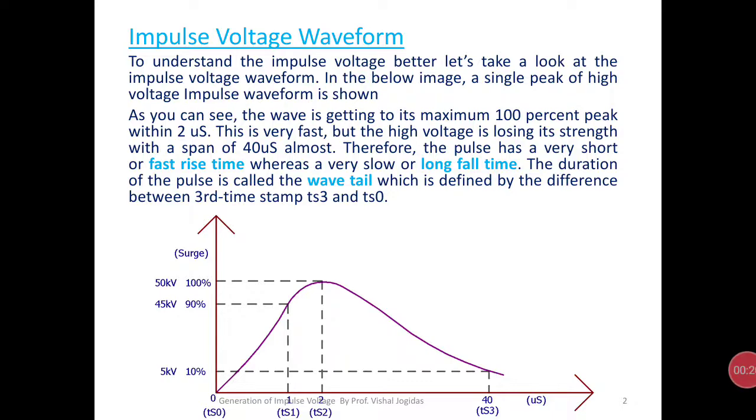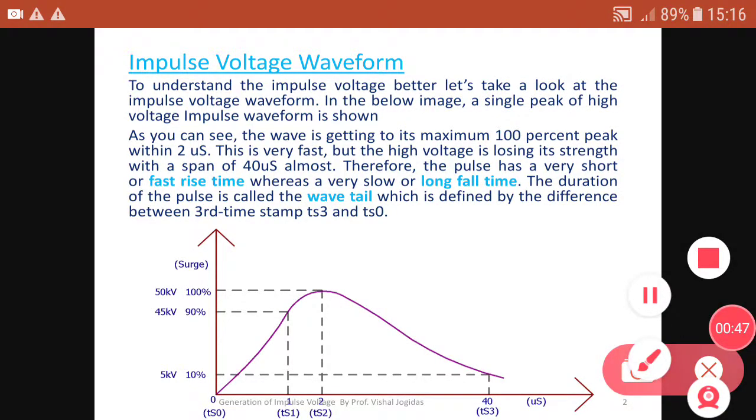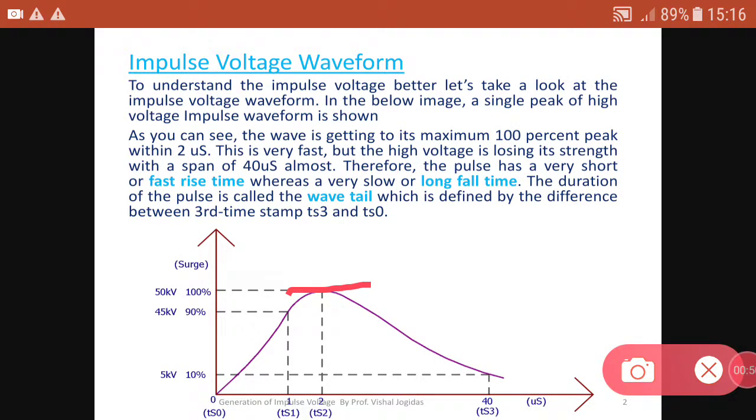Here in this figure we have given the impulse voltage waveform. To understand the impulse voltage better, let's take a look at the waveform. In the image, a single peak of a high voltage impulse waveform is shown. As you can see, the wave reaches its maximum 100% peak within 2 microseconds. Here is the peak, and here we can see it is 2 microseconds.